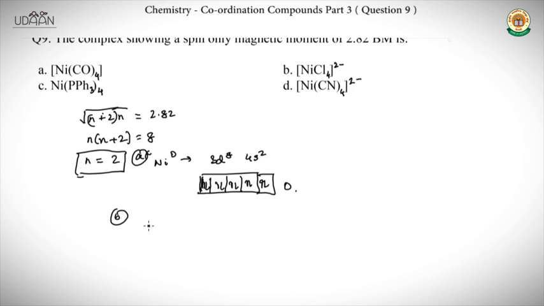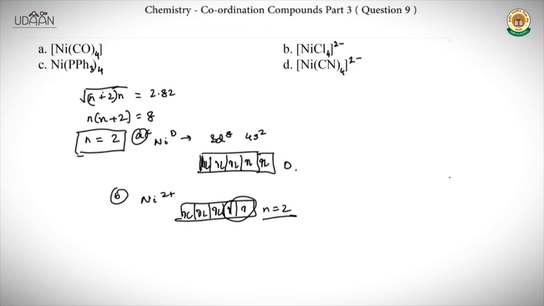We can check the B option, which is Ni2+ with a weak field ligand attached to it. So it will have a 3d8 configuration in this case, in which we have 2 unpaired electrons. So this has to be our answer. But we can still check the other options.